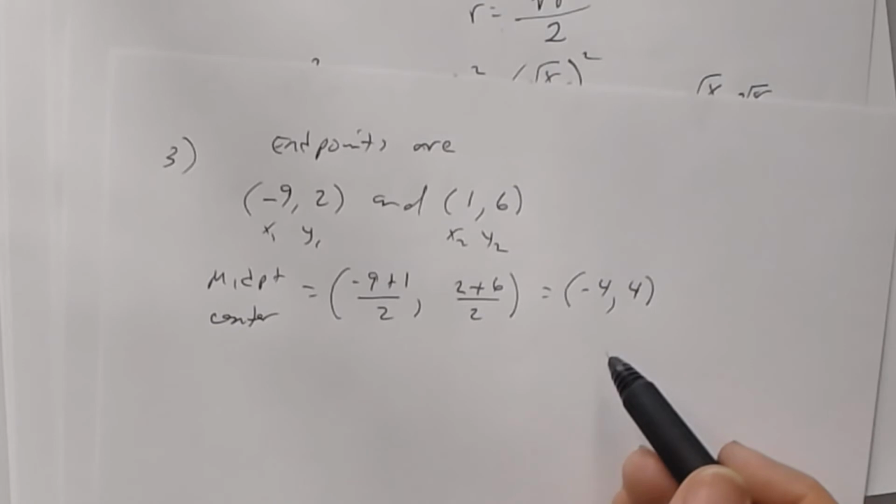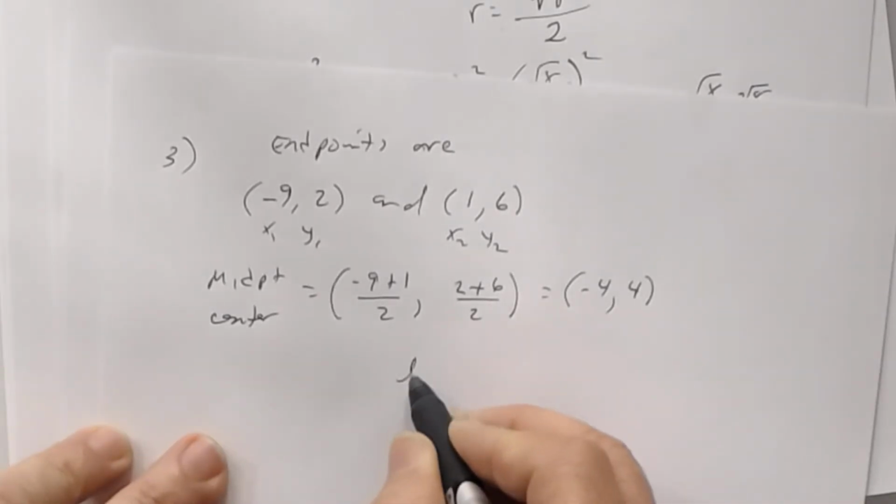Right. It is easier to use the diameter and not the center and one of the endpoints. Just find the length of the diameter and do what to it? Divide by 2. That's the easiest way to do this.